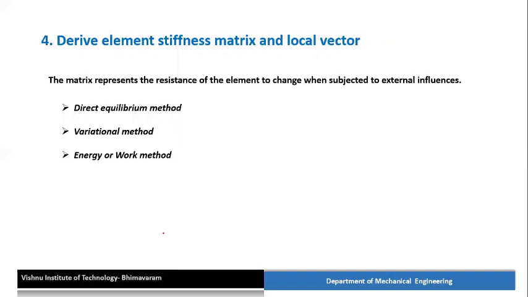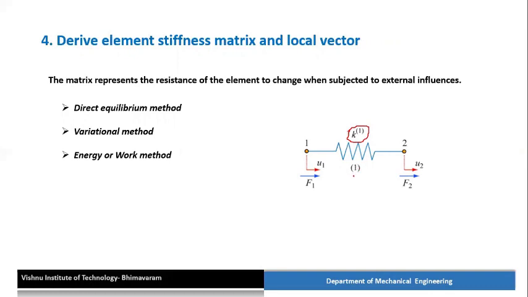In this, we will learn the direct equilibrium method, variational method and work energy method one by one in the coming classes. So for understanding the direct equilibrium method, we consider a spring. A spring at node 1 and node 2 has U1 and U2 as the displacements, and F1 and F2 are the forces.